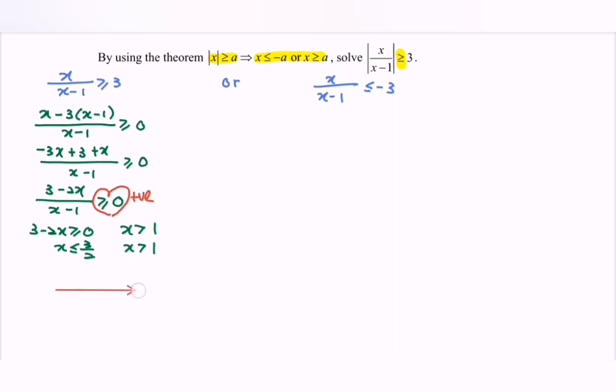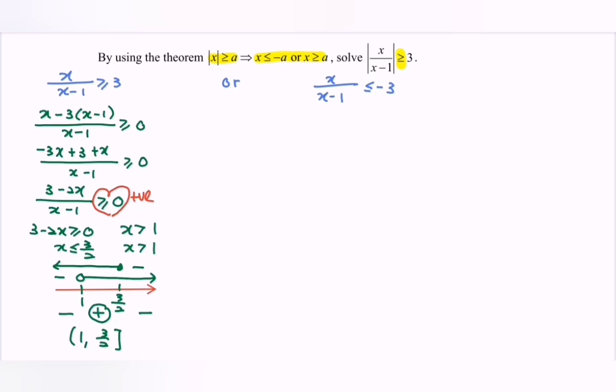Continue. Illustrate the situation in a real number line. So we have 1 and 3 over 2, empty circle towards the right and then filled circle towards the left. Here we have negative, positive, negative. Refers to the sign, we need the positive. So the answer would be 1 until 3 over 2 where 1 is not included. So that is the interval for the left hand side.